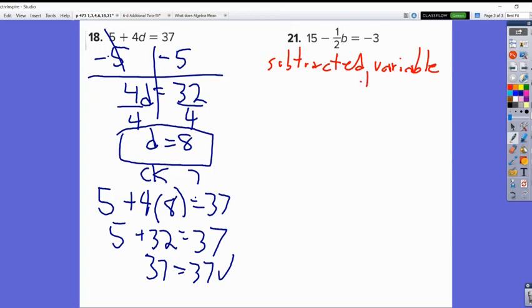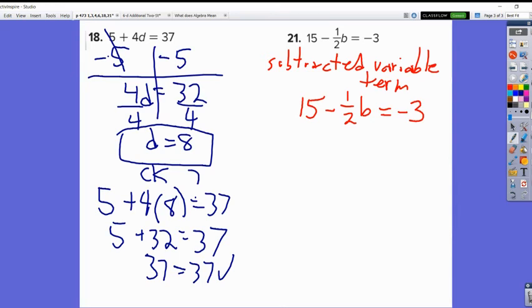This is what I call a twisted equation, okay? You're tempted maybe to add 15 to both sides in this equation. Okay, that's what you might be tempted to do because you see a subtraction. You're like, oh, the opposite of subtraction is addition, and so you want to add. But this is not really true.